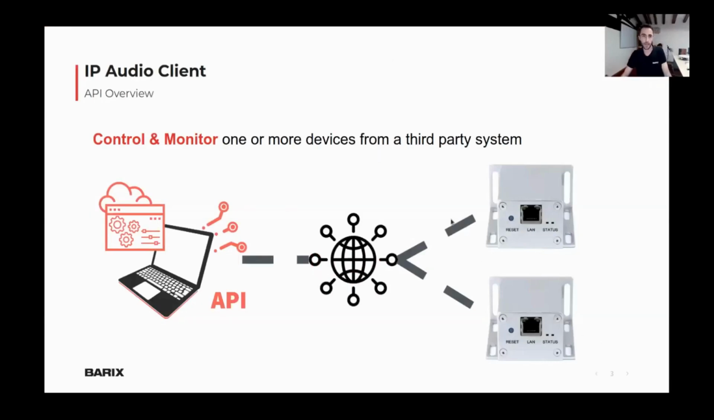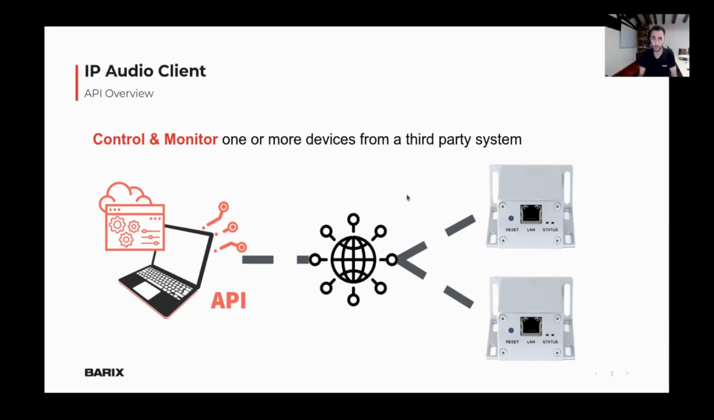So first of all, let's get an overview about the API. An API is mainly used for the purpose of enabling the interaction between different software applications or services, right? So in our case, for IPAC, what we intend is the possibility to enable the control and monitoring from a third-party application or system. For example, if you want to control and monitor devices from an automation system controller or from a customized web application.